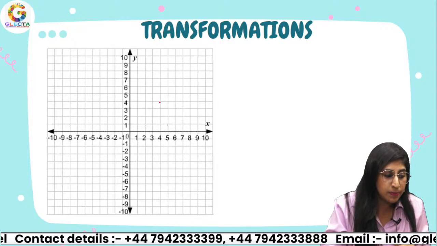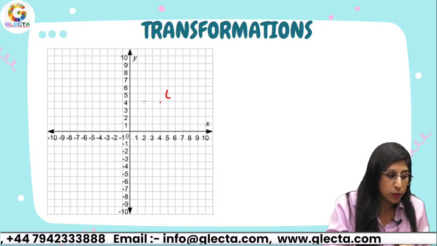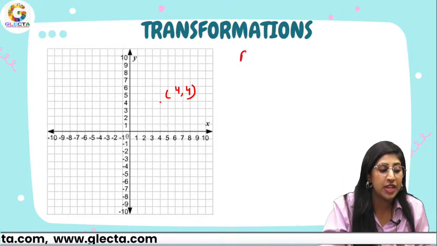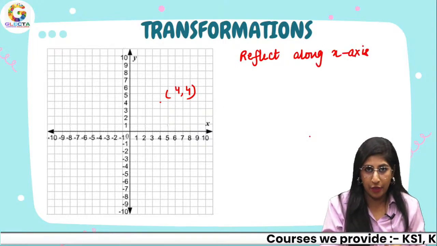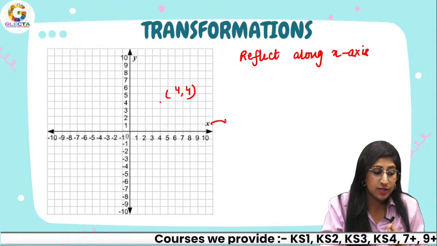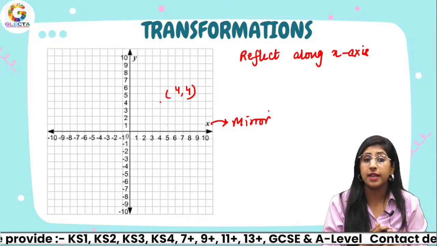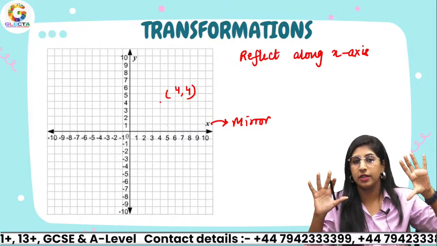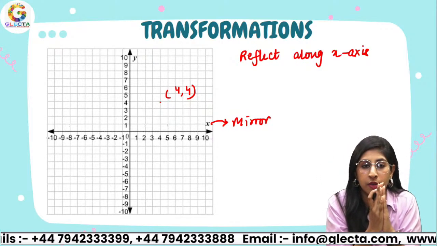If I say that I have any particular point, let's say over here, there is this point. The coordinates of this point would be 4, 4, right? And if I say that you have to reflect this 4, 4 along the x-axis, what do we mean by that? You're going to take the x-axis, that is the horizontal line, as the mirror line. As I said, if you move away from the mirror, your image goes away as well, right? If you move towards the mirror, your image would also come closer, right?